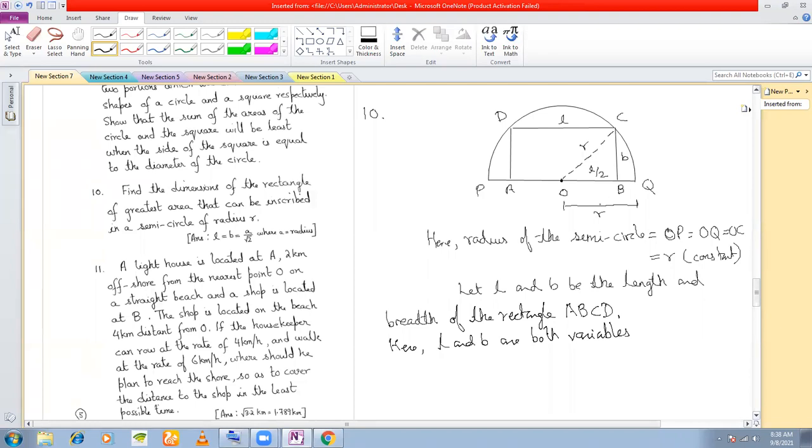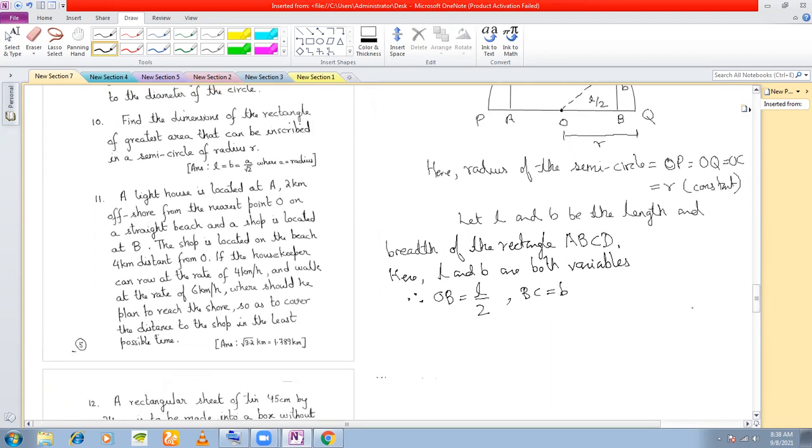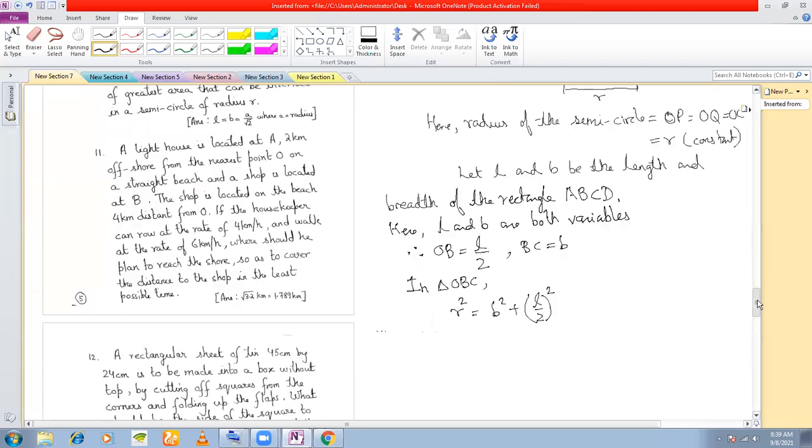So now what you see is that therefore OB is equal to L by 2. Okay. And BC is equal to B. Okay. Now if you see the triangle that I have formed here, triangle OBC is a right angle triangle. So you can apply Pythagoras theorem in this triangle to get R square is equal to B square plus L by 2 whole square.